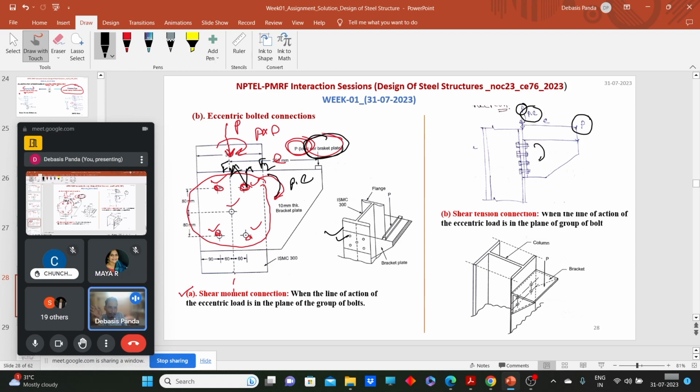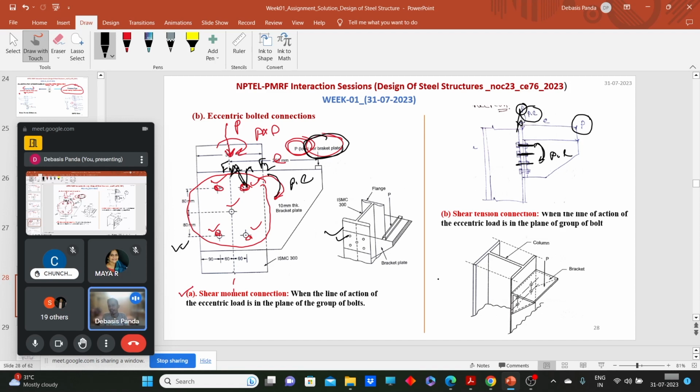So due to that moment, what will happen? Just try to understand what will happen if we apply a moment here. These bolts will get elongated. That means we will have tension on the bolt. So on the bolt we have direct shear and direct tension. Here we have direct shear and another force due to moment.